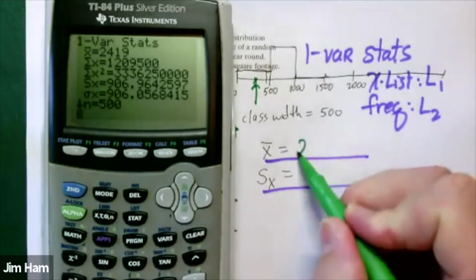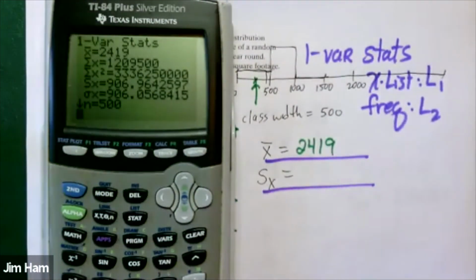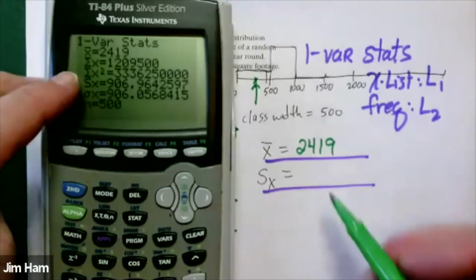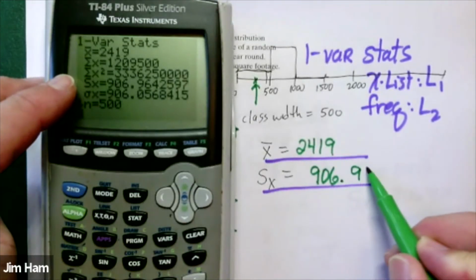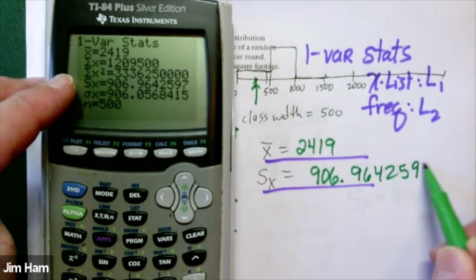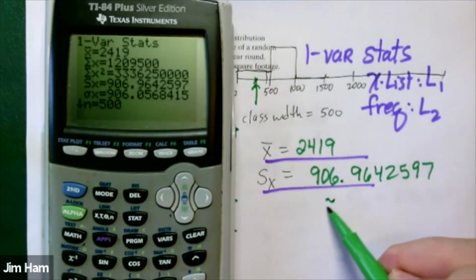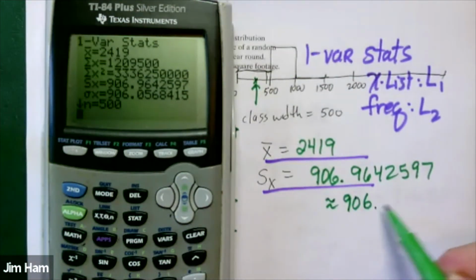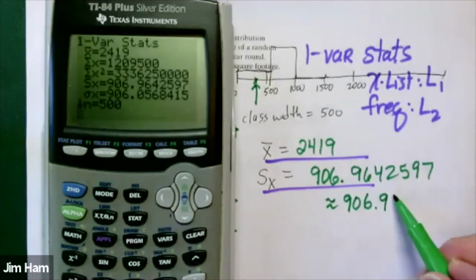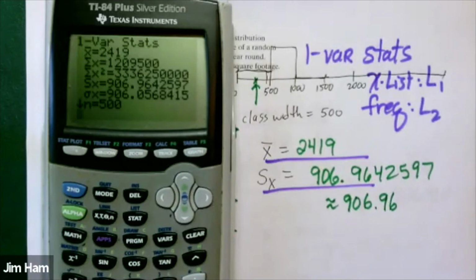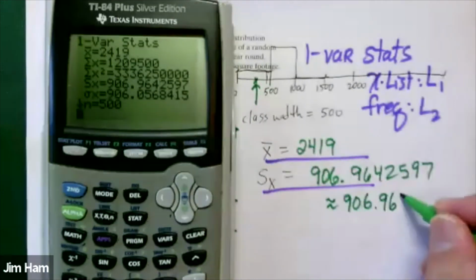The mean square footage of a home is 2,419 in this area. And the standard deviation, Sx, is 906.9642597. So we would probably round this to the number of decimal places required. Maybe it's just 2 this time, because this is square footage, so it wouldn't matter.